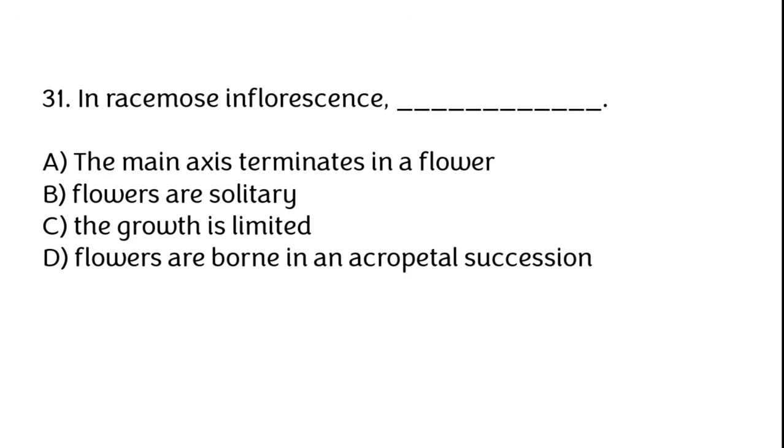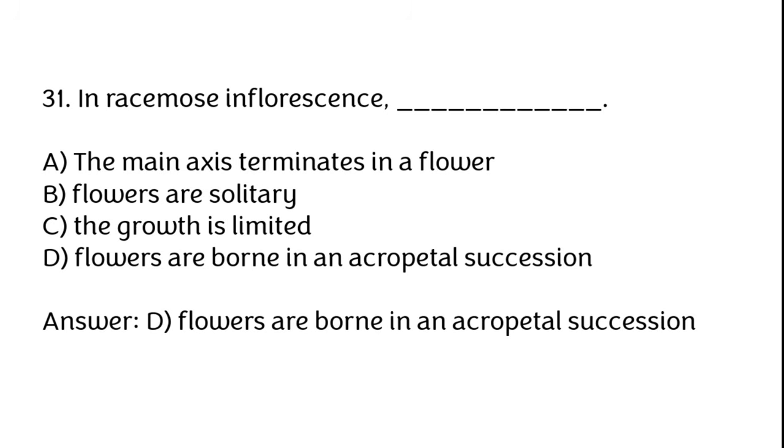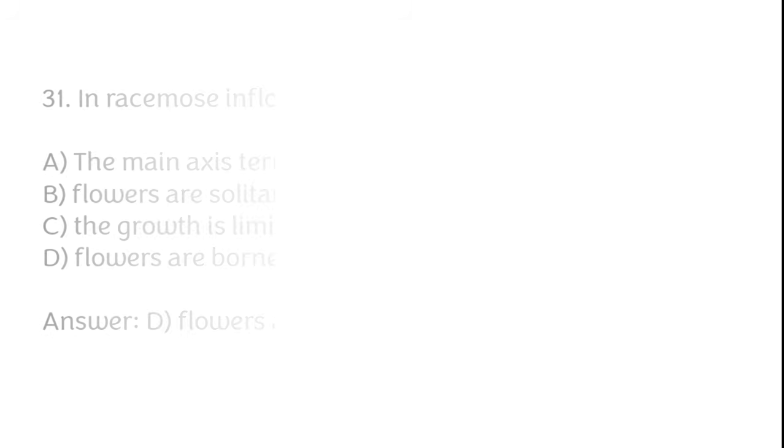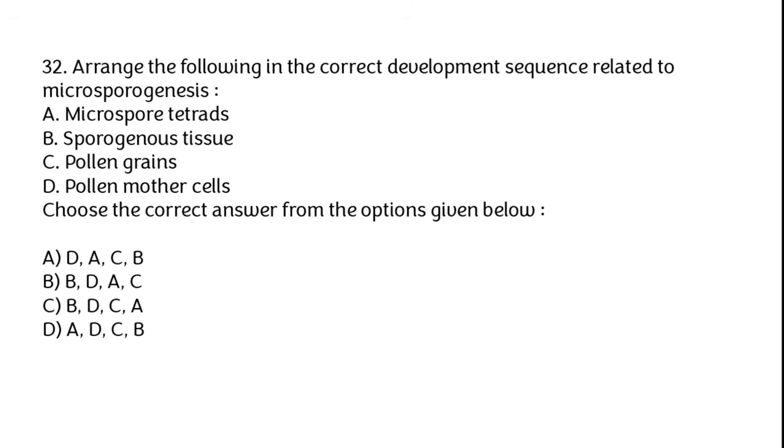In racemose inflorescence? Correct answer is D. Flowers are borne in an acropetal succession. Arrange the following in the correct development sequence related to microsporogenesis. Correct answer is B, D, A, C.